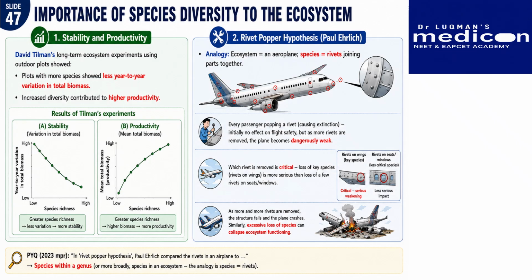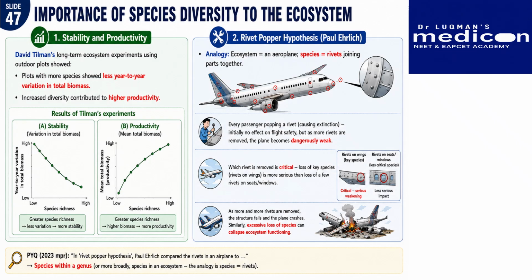Basically, let's understand the meaning of the word rivet. Rivets are the joining parts of an aeroplane. So he's trying to give a theory, a hypothesis, with an example in order to understand species. The example here is the plane rivets.